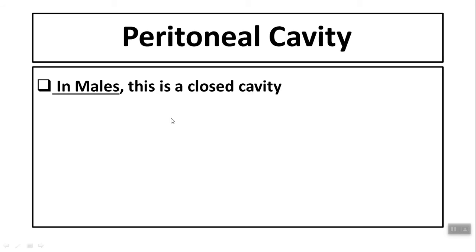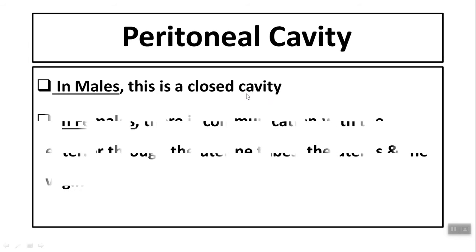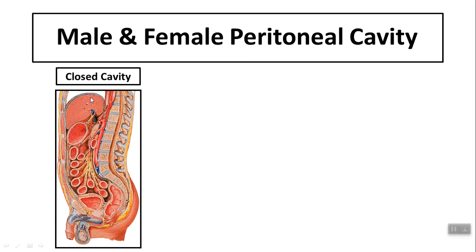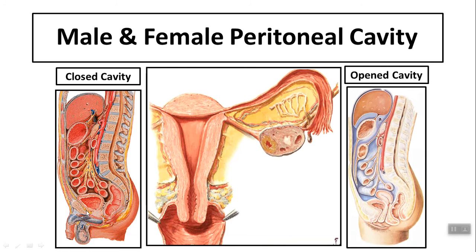Peritoneal cavity in male, this is a closed cavity, that is it has no communication with the outside, while in female there is a communication with the exterior through the uterine tubes, the uterus, and the vagina. In this figure we can see this is the peritoneal cavity of a male, and there is no connection with the outside, while in female there is a connection with the exterior through the uterine tube, through the uterus and the vagina.